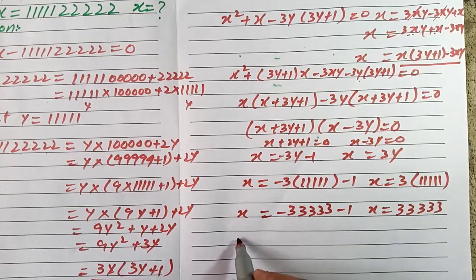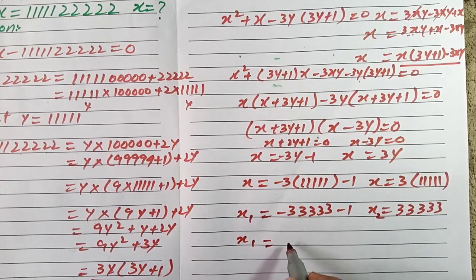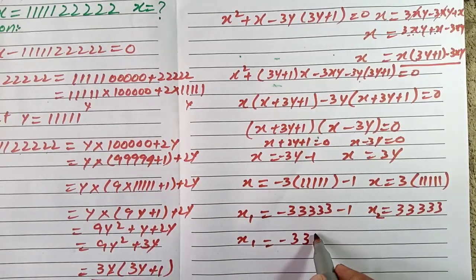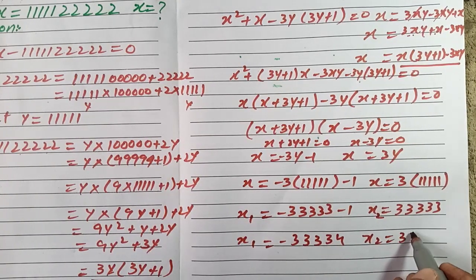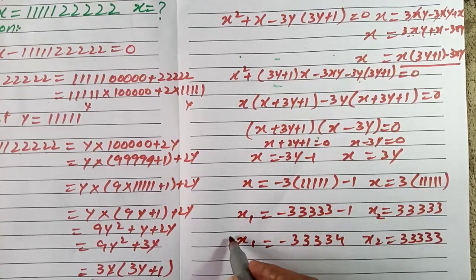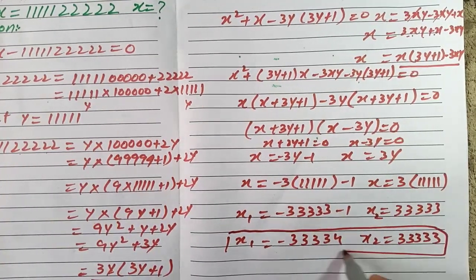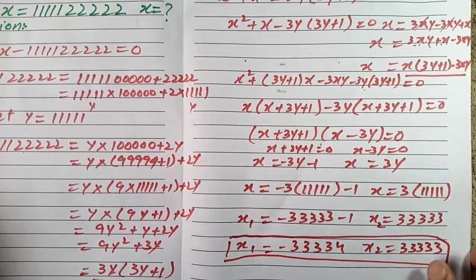So we can get two values of x, x1 and x2. x1 is equivalent to minus 3 times 5 times 3 minus 1, and x2 is equivalent to 5 times 3. So we can get two values of x.